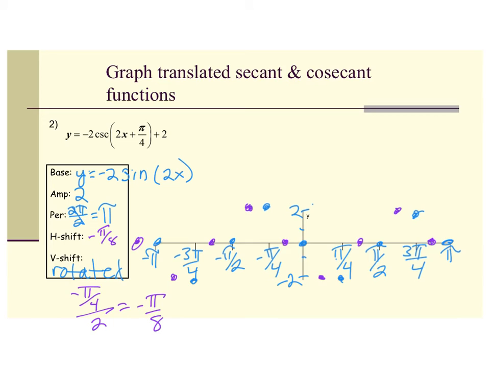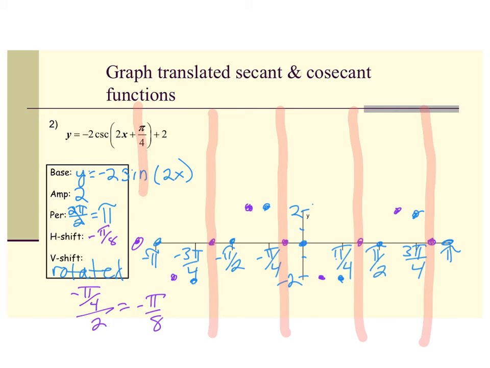vertical shift. Alright, so my asymptotes go through all the purple zeros. 1, 2, 3, 4, and I had one back over here, 5. Now I'm going to shift this. Vertical shift on this one is +2. So each purple dot is going to move up 2 units.